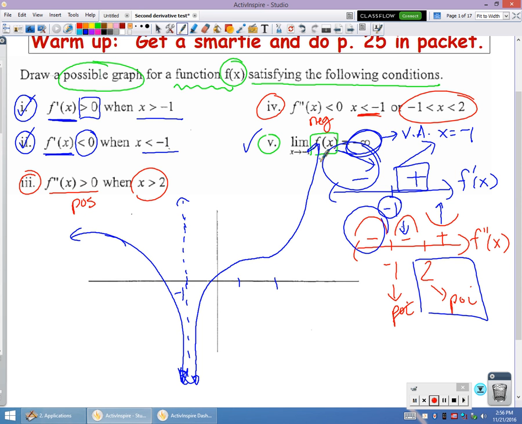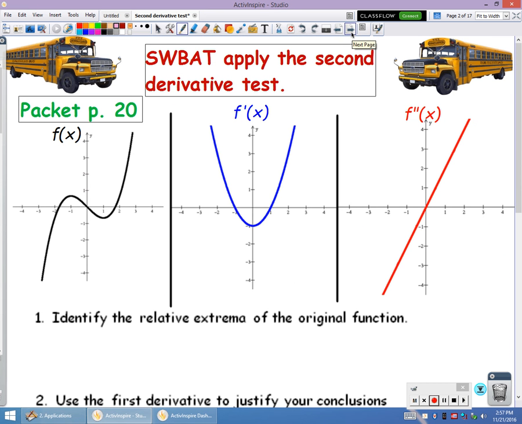So you can see that I have a concave down interval from -1 to 2 and a concave up interval from 2 to infinity. So if you want to see that, there's my concave down interval, there's my concave up interval. So I have met all 5 criteria, and this is a possible graph of an original function that meets all of that information. Let's move on now to the second derivative test. So what you see are 3 graphs in front of you.